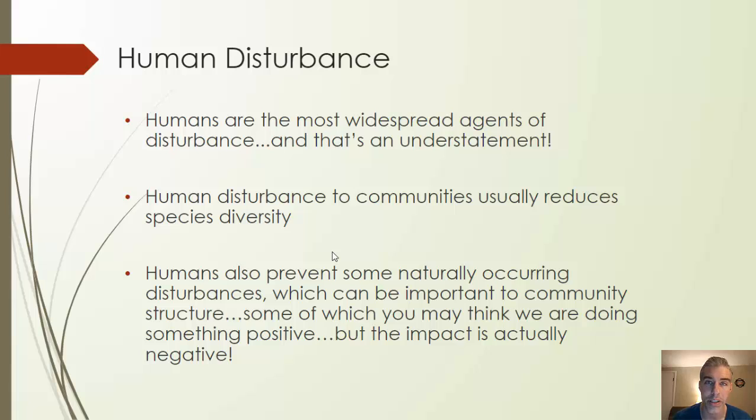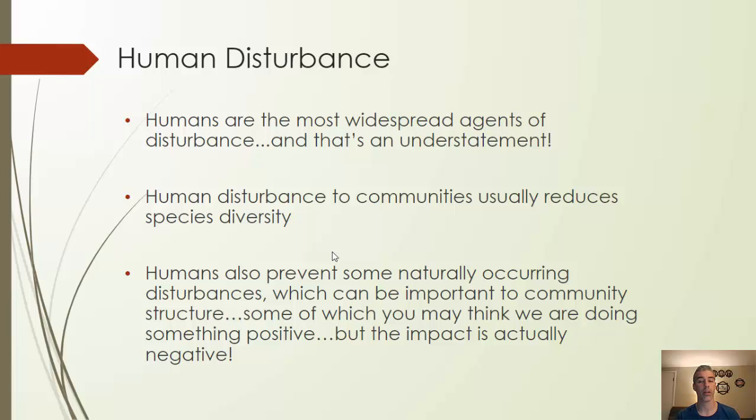Now let's talk about human disturbance. Humans are the most widespread agents of disturbance, and I'm telling you that it's a complete understatement because of how much negative impact we are having on the world. As far as we know, based on all things we know about science, we are the most destructive species to ever exist on this planet. We can manipulate our environment because of how large our brains are and how smart we are, and how we can create technology to manipulate our environment for our own needs.